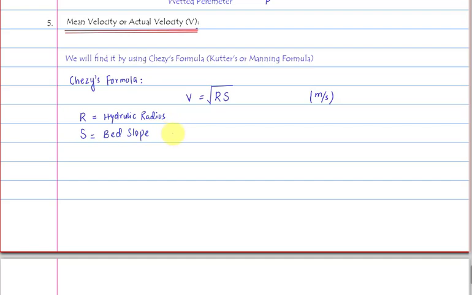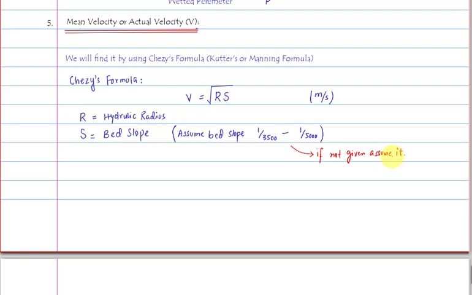If this bed slope is given to you, then that's fine. Otherwise, we have to assume bed slope. If it is given to you, that's fine. Otherwise, we need to assume bed slope in between 1 upon 3500 to 1 upon 5000. In between this range, we need to suppose the value of bed slope. If not given, assume it. Got it.